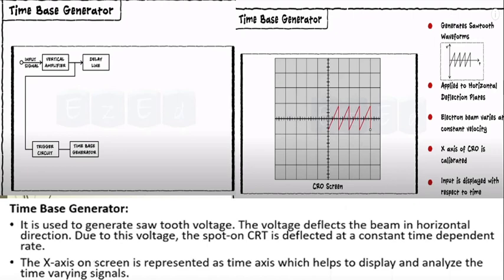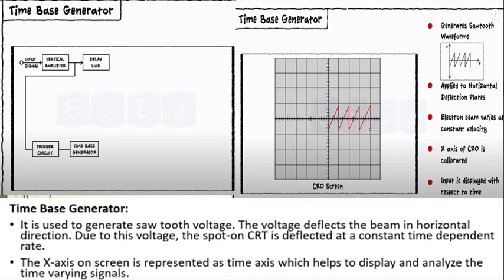So the time base generator generates a sawtooth waveform and applies it between the horizontal deflection plates. As the sawtooth wave varies linearly with time, the movement of the spot on the screen takes place at a constant velocity. Hence, the x-axis of the CRO can be calibrated in terms of time and the input can be displayed with respect to time.